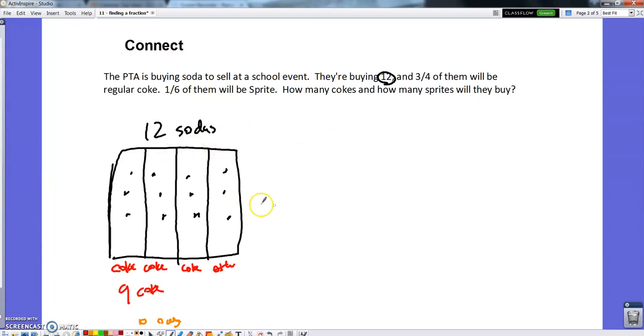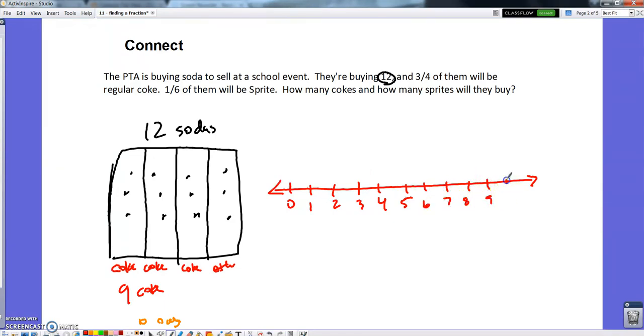And another way we did this was with the number line. I'll do the sprites with the number line. And so we said, okay, they're going to buy 12. 1/6 will be sprite, so I made the 12 on here. 1, 2, 3, 4, 5, 6, 7, 8, 9, 10, 11, 12. And a little different than our normal number line, we said, okay, ignore the 0. But now there's 12 of them on here.